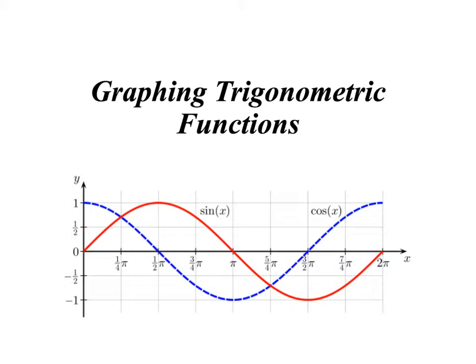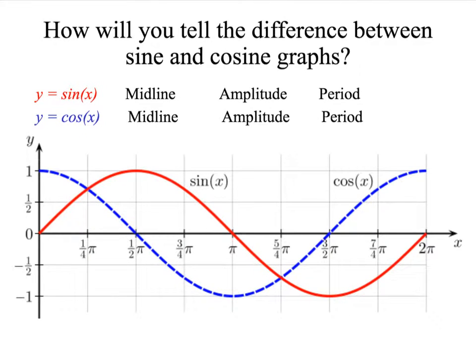In this video, we're going to learn how to graph trigonometric functions, the sine and the cosine graphs, these two graphs. So, first thing is, how will you tell the difference between a sine and cosine graph? What do you notice between the red graph, the sine, and the blue graph, the cosine? What differences do you notice?